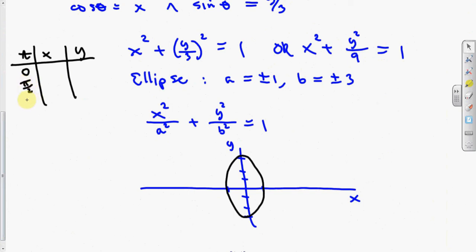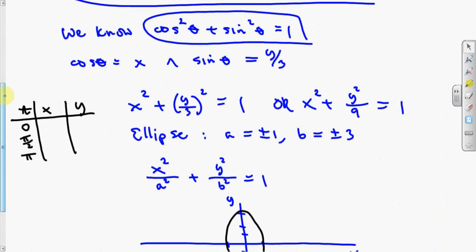Zero, pi over 2, pi, we use those guys. So here, x, what is x? Well, cosine, well, t is theta, I'm sorry. So if cosine of theta is 0, there I get 1. And then I come over here for y, I plug in theta equal to 0. Well, sine of 0 is 0, so y is equal to 3 times 0, if you will.